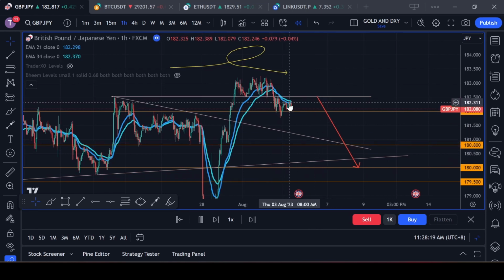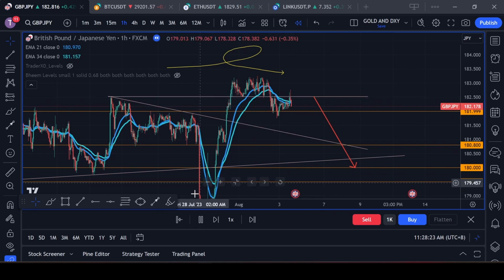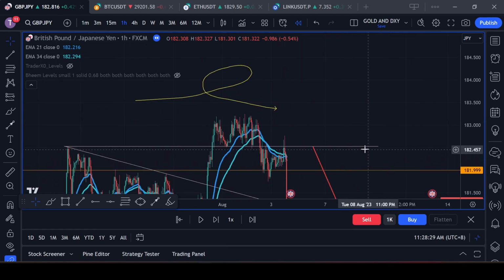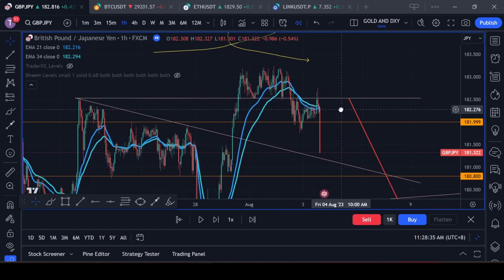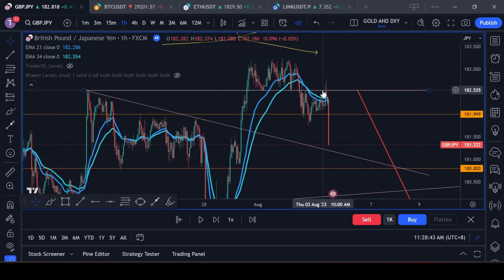Okay, price is still ranging at this area, and there we go. Let's say you have a limit order over here, triggered over here. Price did not even close above this 182.5 area on the hourly candle. We see huge wicks to the upside, but no candle closes above. That gives me more confidence to take this short trade.